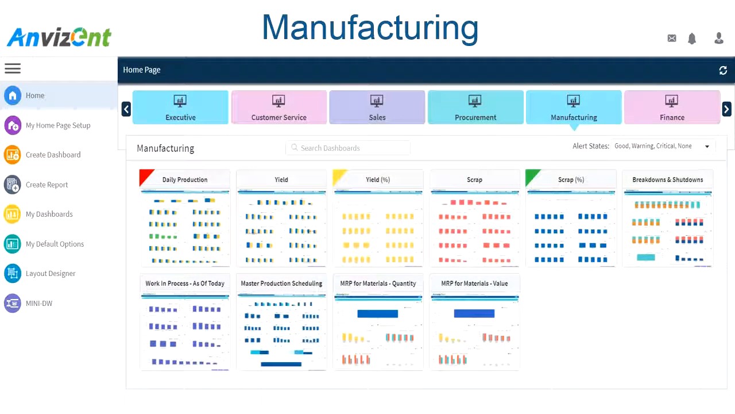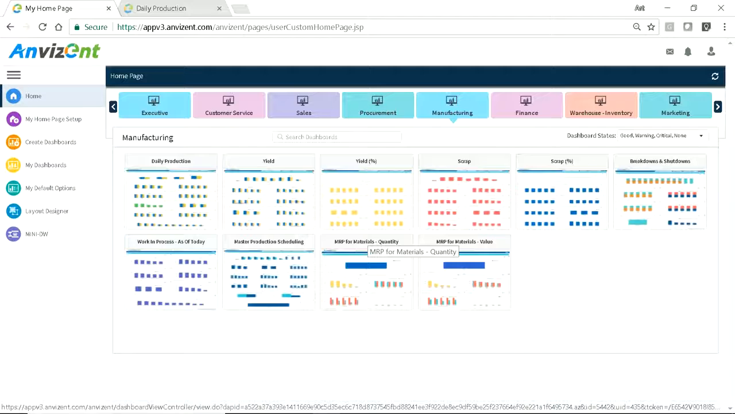Let's look at manufacturing. This is the manufacturing control room, and the dashboards here include daily production, yield, scrap, breakdowns and shutdowns, work in process, master production scheduling, and material requirements planning.